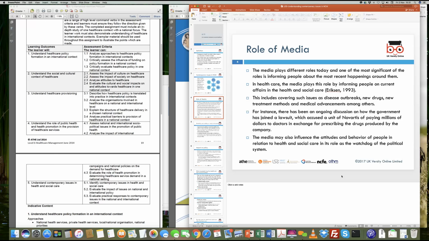So when we look at the role of media, they look at things like if there's an outbreak of virus or any epidemic, then the media is the first one to be able to communicate to the mass public that this has happened, that has happened, and you need to take these precautions. So it plays a very important role in dissemination of information to the mass public when certain outbreaks happen. Let's look at the role of media.